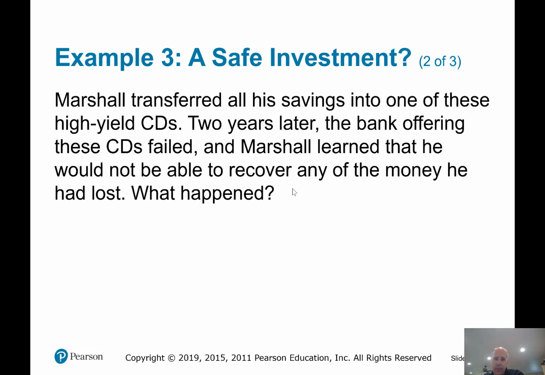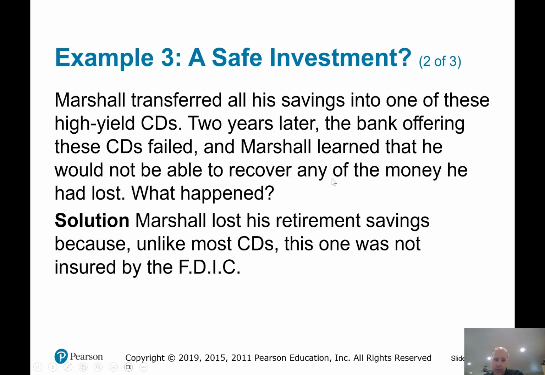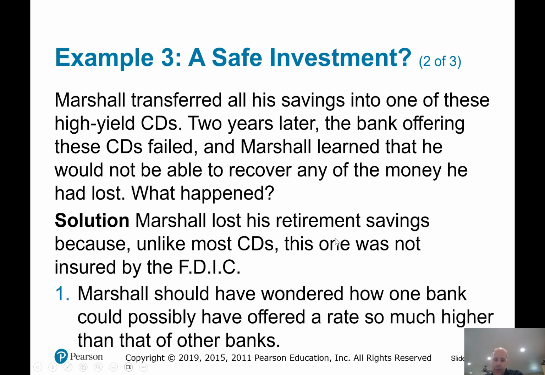Two years later, the bank offering these CDs failed. Marshall learned that he would not be able to recover any of the money he had lost. So what happened? Okay, so here's where you've got to read the fine print. You've got to look for missing information. The reason why he lost his money is because his money was not federally insured by the FDIC. Why? Because the FDIC only protects domestic investments, right? Investments in the United States. These investments were in offshore accounts.